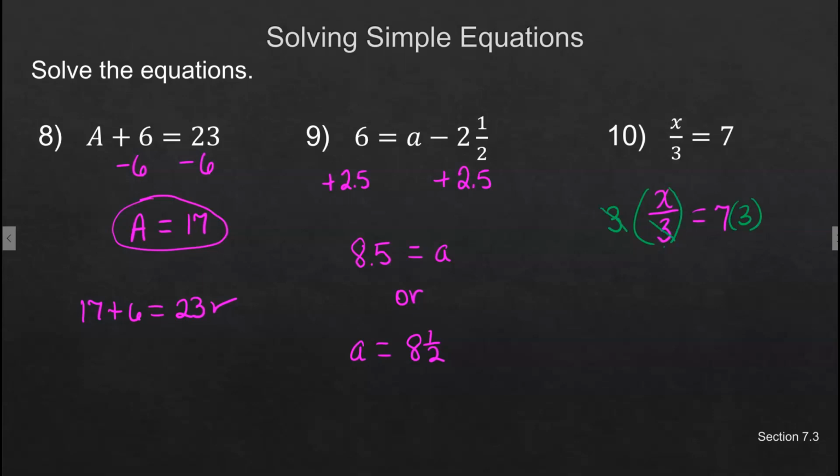Right? 3 goes into 3 one time, so x is 21. And once again, you can check that, right? 21 divided by 3 equals 7. So you can see that it does check, and x equals 21 is our correct answer.